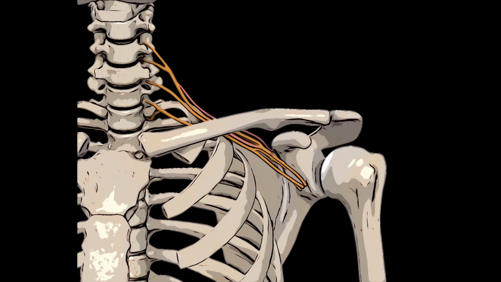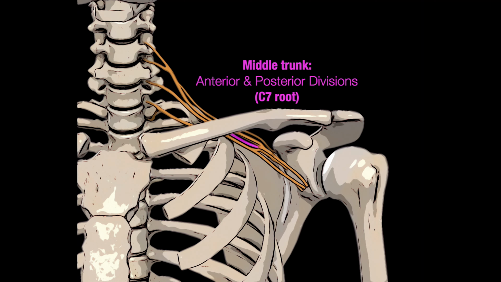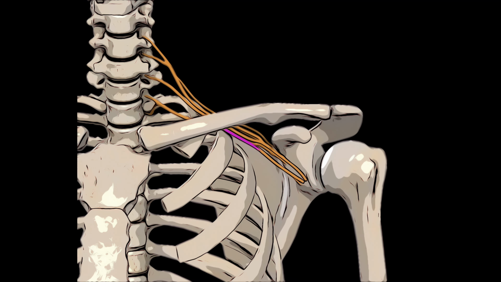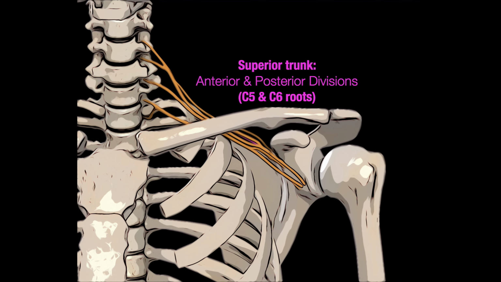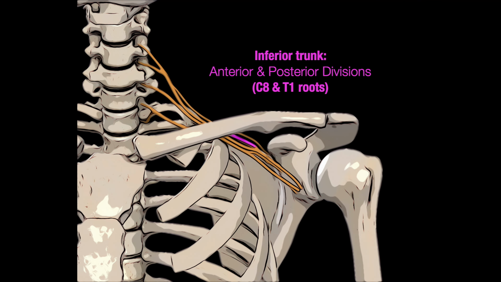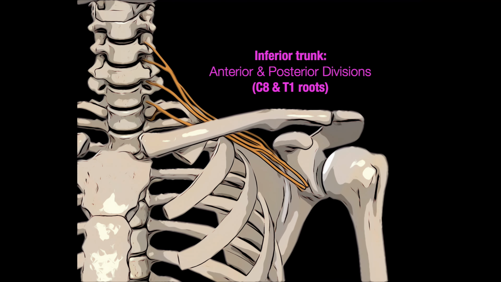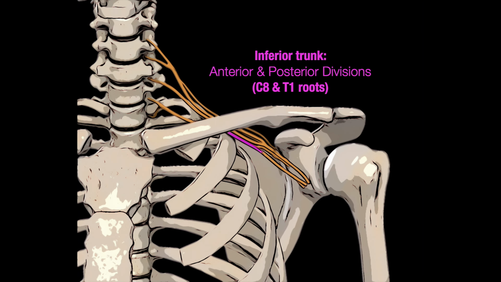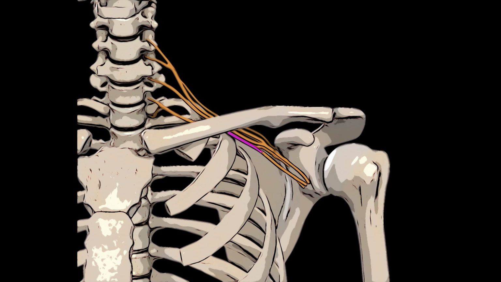The trunks then divide, each into posterior and anterior divisions, to form the 6 divisions of the brachial plexus. Thus, the anterior and posterior divisions of the middle trunk only contain fibers from the C7 root. The anterior and posterior divisions of the superior trunk both contain fibers from the C5 and C6 roots, while the anterior and posterior divisions of the inferior trunk contain fibers from the C8 and T1 roots.